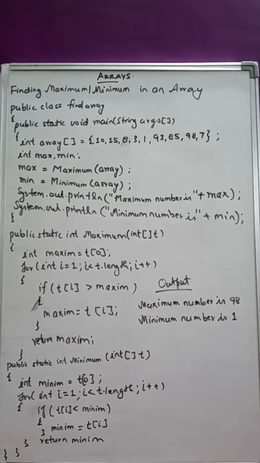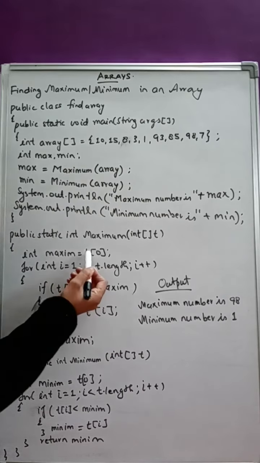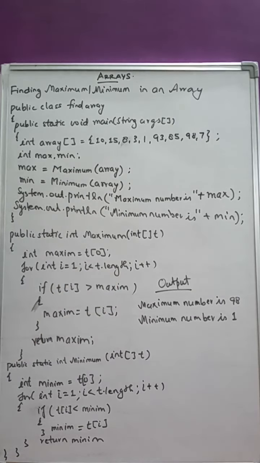See, we have to compare now. If we have to compare, one number has to be kept aside so that we can compare that number with the numbers in the array. And we are starting this from the 0th index. This is only because maybe the maximum number will be at the 0th index. So in maxim we have stored the value of the array at the 0th index.